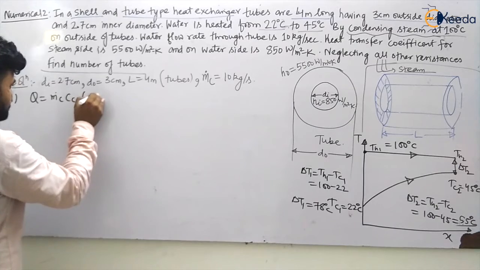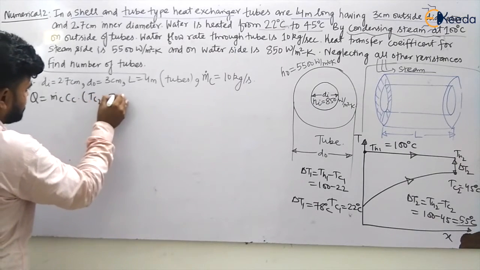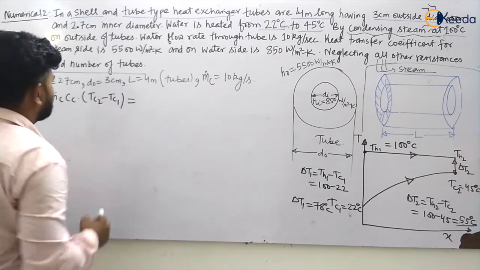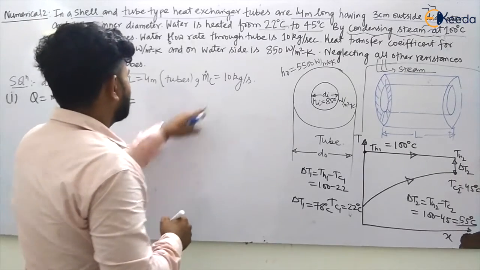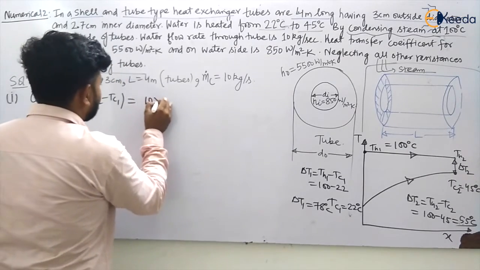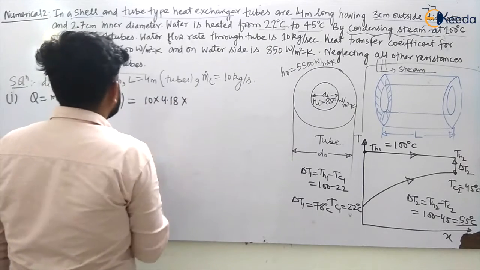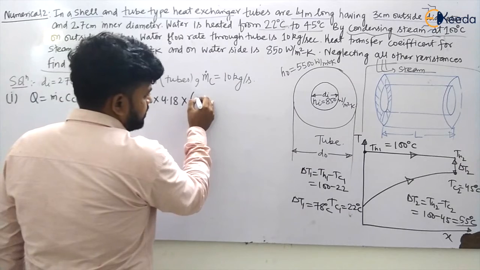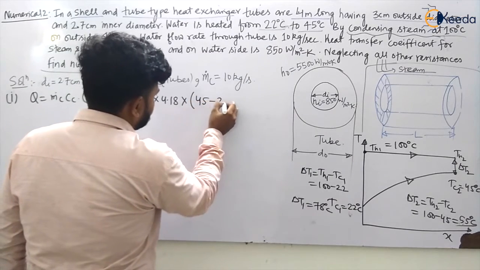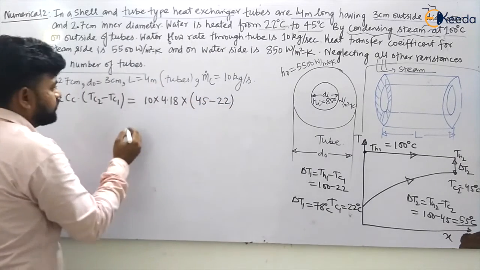I can easily calculate this. It will be Tc2 minus Tc1, multiplied by m dot c. What is the mass flow rate of the cold fluid? That is 10. What is the heat capacity? 4.18, sir, because it is water. They have given Tc2, which is 45. What is Tc1? That is 22. So can I calculate the heat transfer?